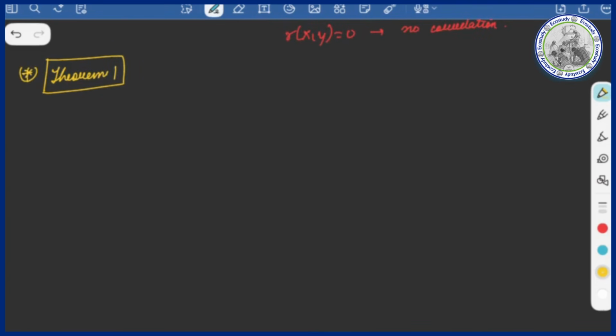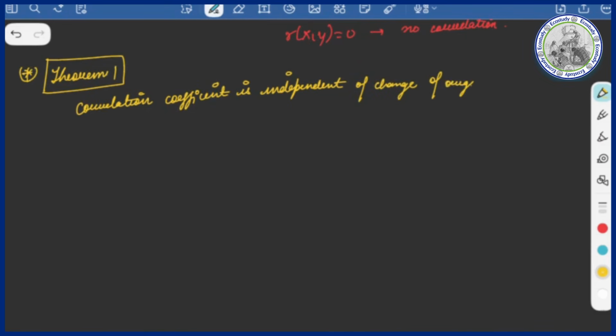Theorem 1. What does it mean? Correlation coefficient is independent of change of origin.